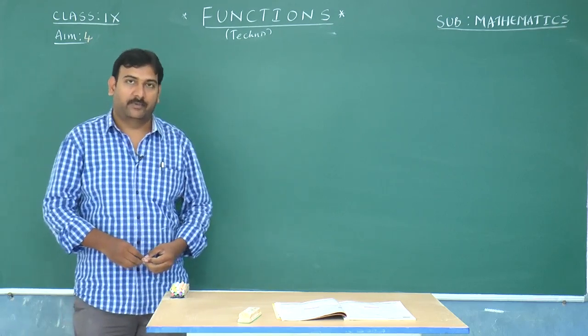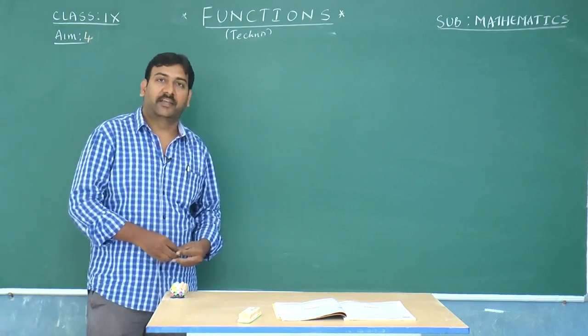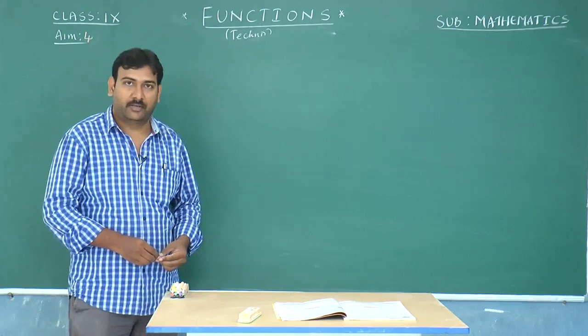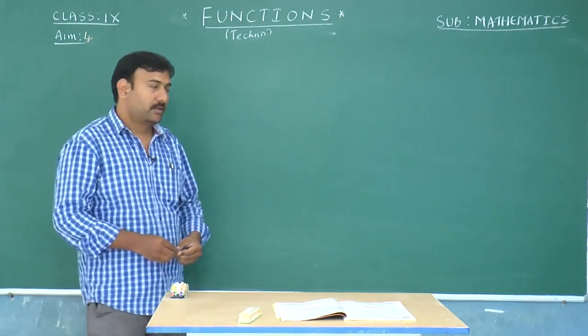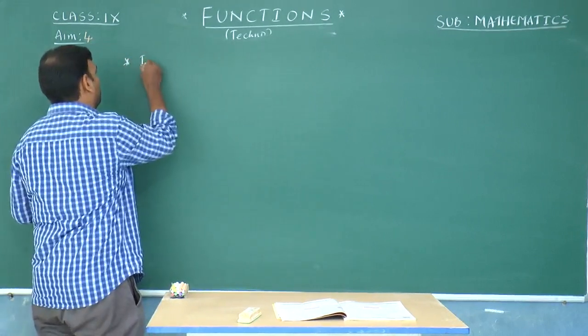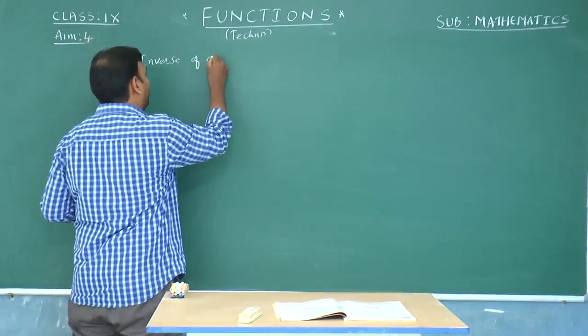Now in the next aim, aim number 4, we are going to see about the next type of function called inverse function. So before going to the inverse function, we will see about the inverse of a function. Later on we go with the inverse function. So, inverse of a function.